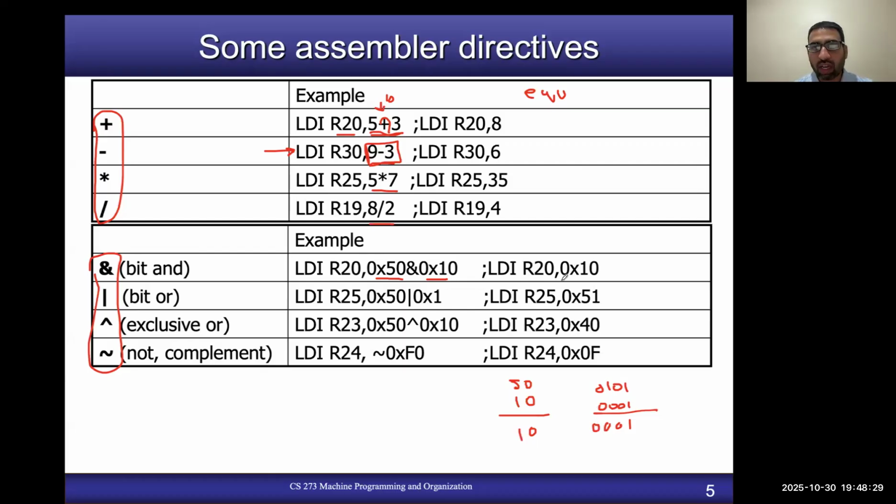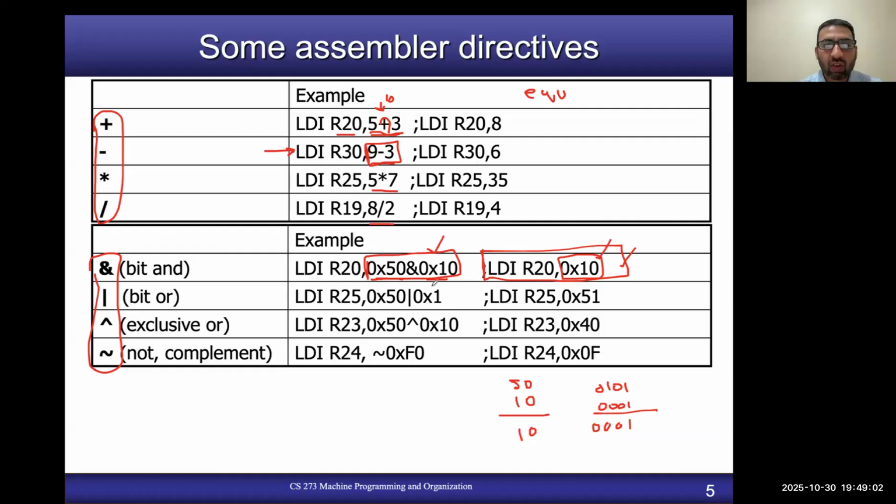So what will happen is that first this expression will be computed, and it will result in the bitwise AND of 0x50 and 0x10, which is 0x10 here. So your assembler will actually execute this instruction here, right? Not the assembler, your hardware, right? The assembler will simply replace this instruction with its equivalent form by first computing the expression itself, right?